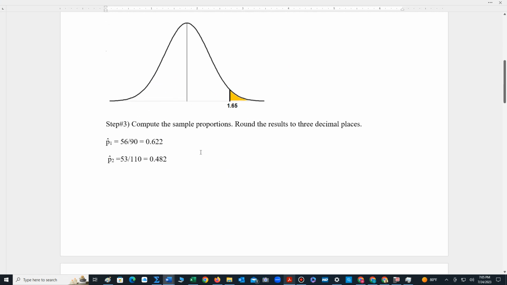Now we calculate the sample proportions. So P hat 1 is 56 divided by 90, which is 0.622. P hat 2 is 53 divided by 110, which is 0.482.